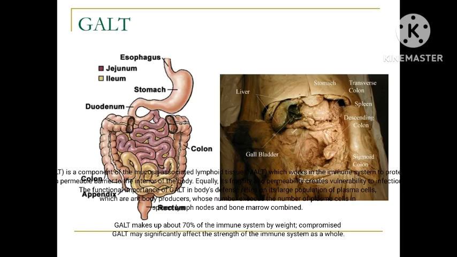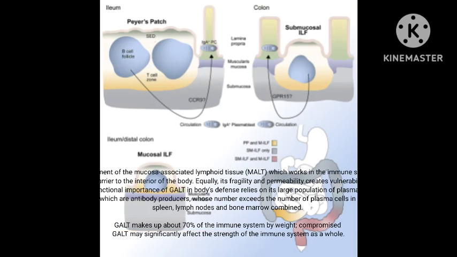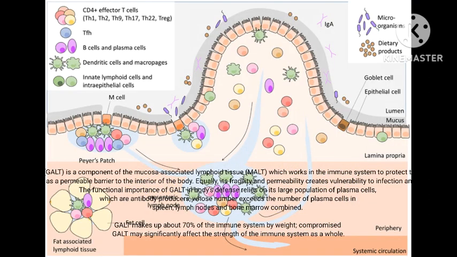Gut-associated lymphoid tissue, GALT, is a component of the mucosa-associated lymphoid tissue, MALT, which works in the immune system to protect the body from invasion in the gut. Owing to its physiological function in food absorption, the mucosal surface is thin and acts as a permeable barrier to the interior of the body. Equally, its fragility and permeability creates vulnerability to infection and, in fact, the vast majority of the infectious agents invading the human body use this route.